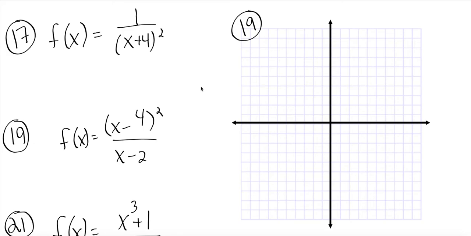Okay, so here's your video taking you through how to do some of these rational functions where you have a slant asymptote. I'll work through one of them. I'm going to work through number 19, but I'll help you set up the other ones.